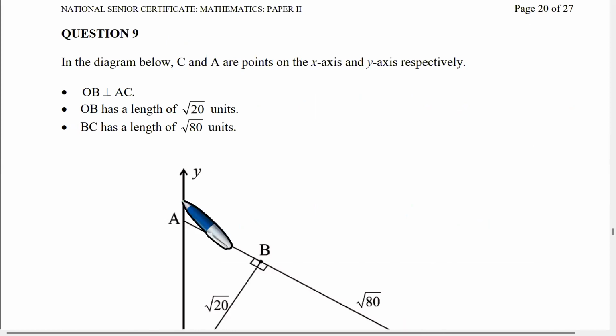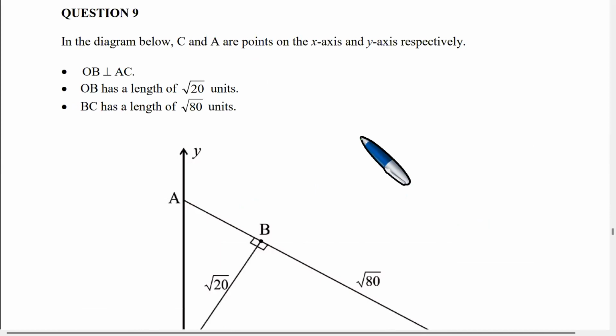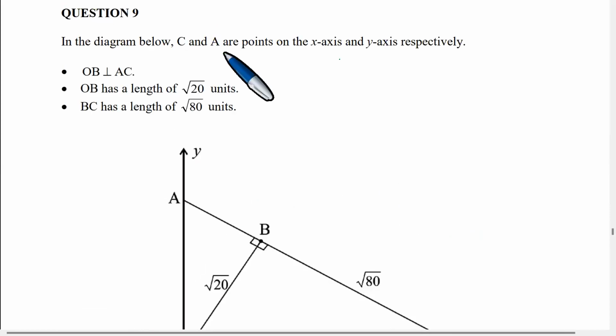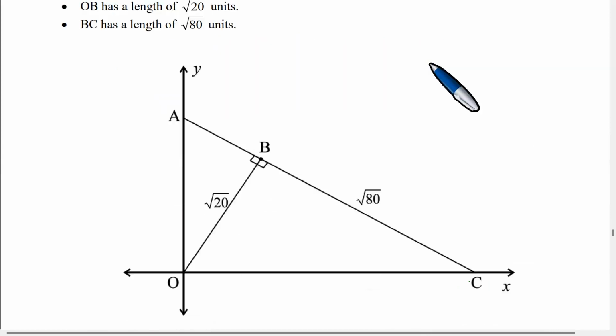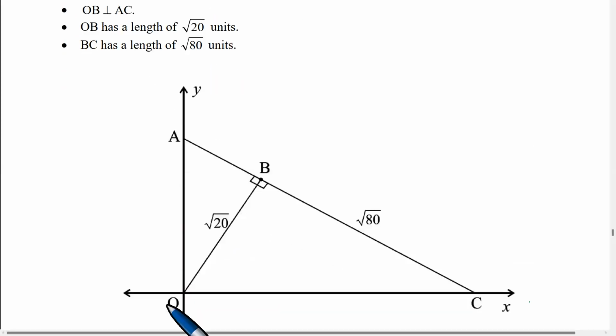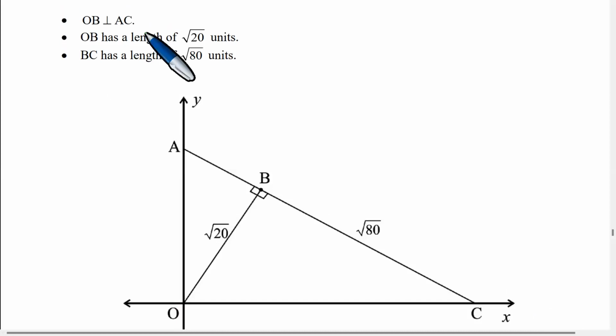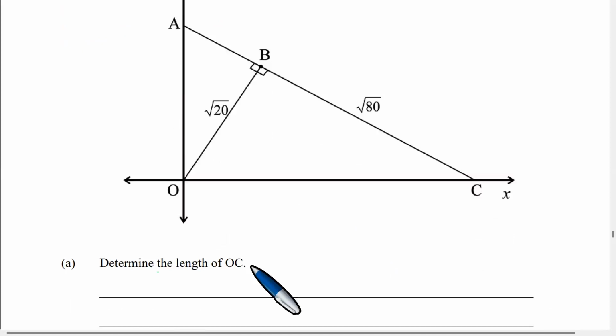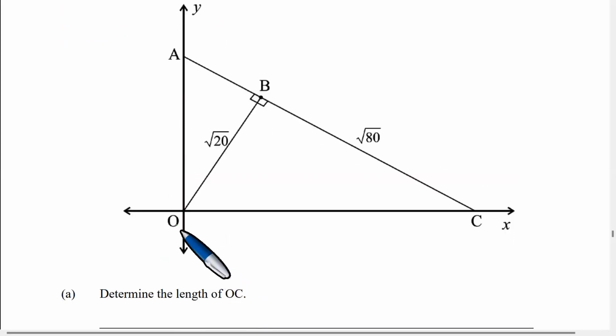In the diagram below, B and A are points on the x and y axis respectively. OB is perpendicular to AC. OB has a length of 20, but BC has a length of the square root of 80. Determine the length of OC.